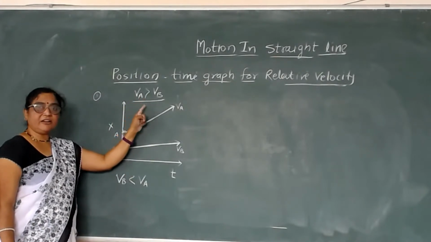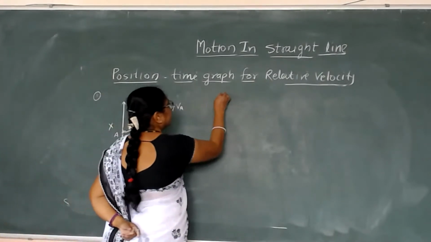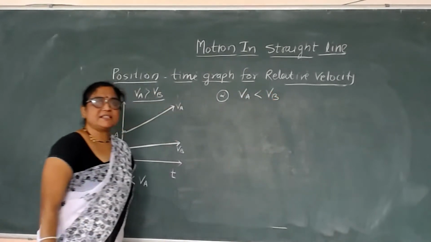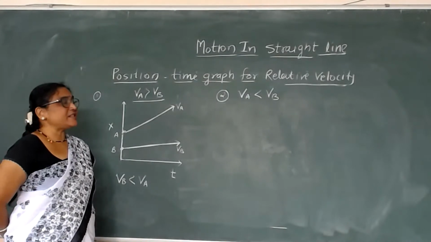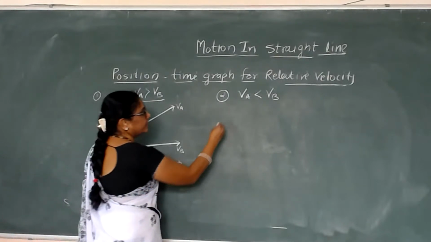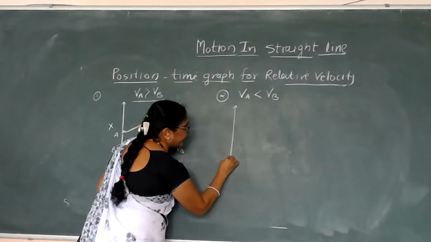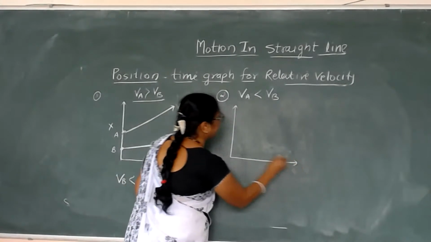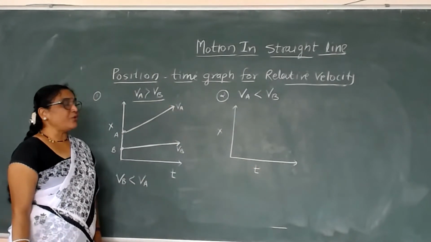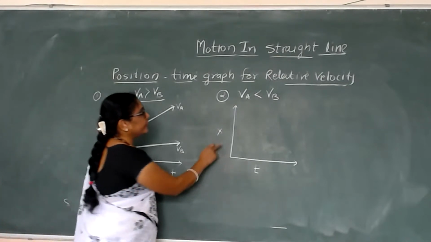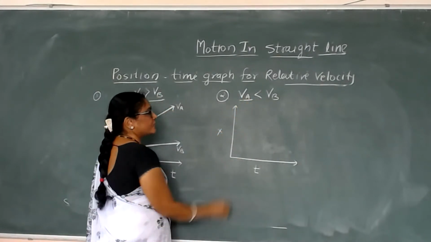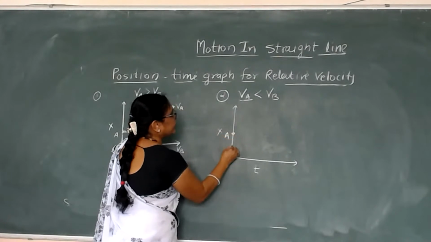That is, VA is greater than VB. So second one, VA is less than VB. VA is less than VB means the rate of change of displacement of A is less than the rate of change of displacement of B. So if we draw the position time graph for the relative velocity, x and t, there are two objects, and in these two objects we compare the velocity. Here we want to show that the velocity of A is less than the velocity of B. So here suppose the object A and the object B.